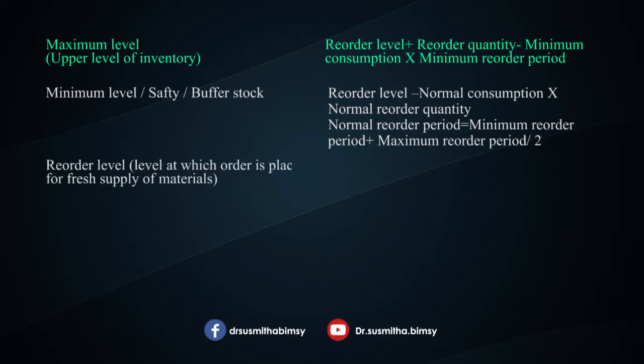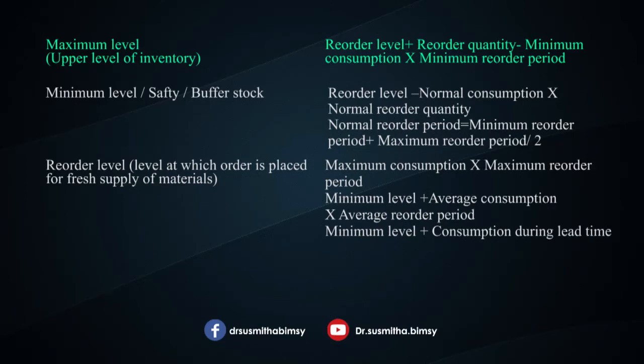Next, reorder level. This is the level at which order is placed for fresh supply of materials. When the stock of material reaches this level, the storekeeper must reorder for this material. So reorder level is fixed somewhere between minimum level and the maximum level. The formula for calculating reorder level is equal to maximum consumption into maximum reorder period. Or we can use another formula, that is minimum level plus average consumption into average reorder period, or minimum level plus consumption during lead time.